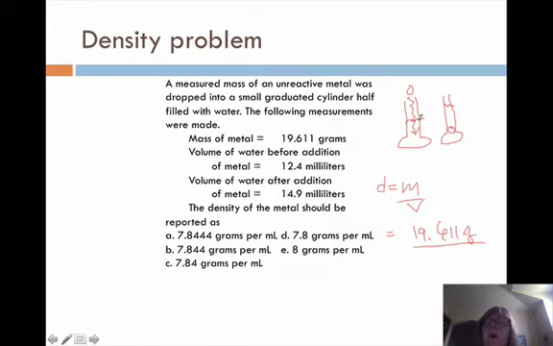The amount of water that this displaced is equal to the volume of our solid, and so our volume went up to 14.9 from 12.4. So our volume, and it's only 2 sig figs, is 2.5 milliliters. So when we calculate this, our calculator is going to give us this 7.84444. It's going to give us lots and lots of digits, but not every one of those numbers is significant.